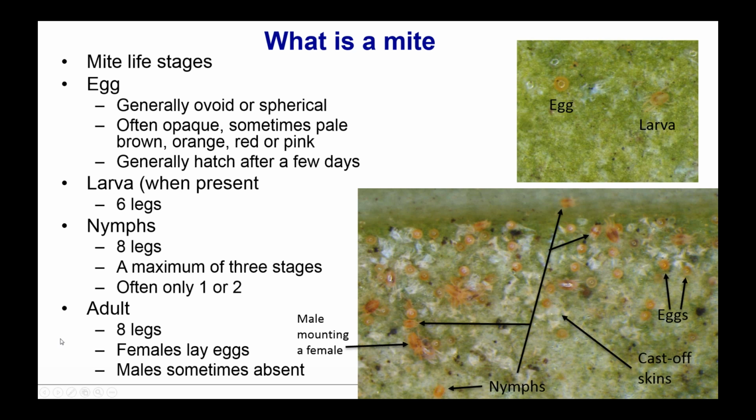The females can lay eggs, and some species, some groups of species, don't have males at all. So the females will lay an egg. They don't even need to mate. They can lay an egg, it will turn into another female, and that female can then just start laying eggs.